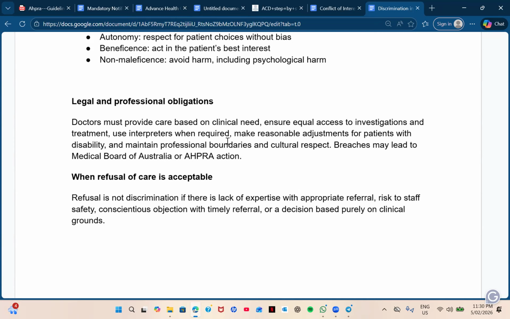Use an interpreter when required, right? Some patients can't speak English, right?